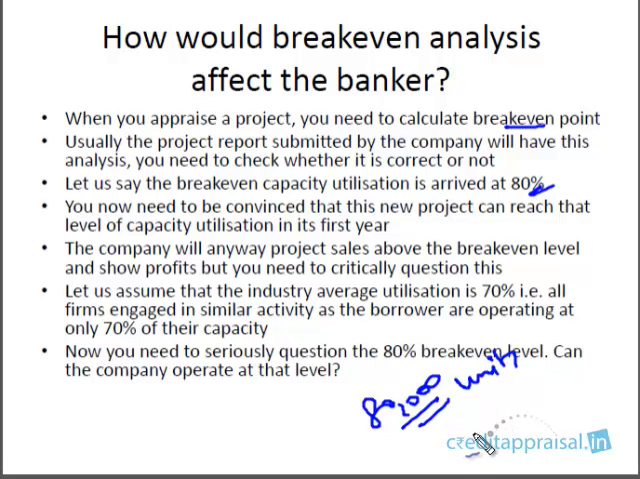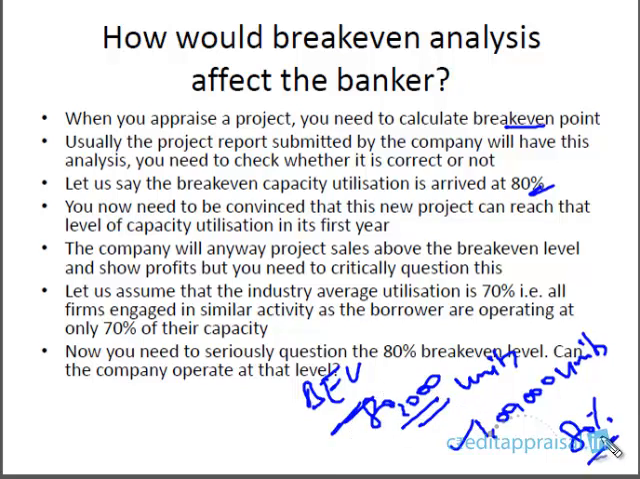Let us assume the installed capacity of the particular unit is 1 lakh units. This is the installed capacity. This is the break-even volume. So in other words, we are saying that the capacity utilization should be a minimum of 80%, right? The capacity utilization of this project should be a minimum of 80% in order to be profitable. So now you have to analyze it. This calculation you will not actually do. This will be given in the project report.